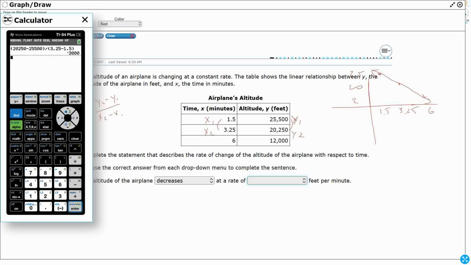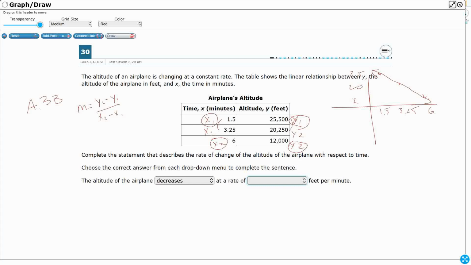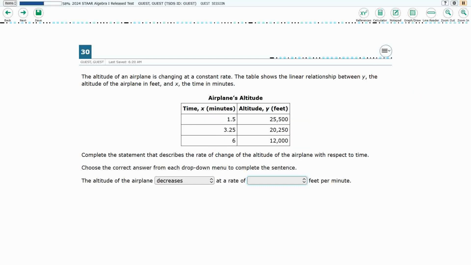Now, those are just the two values I chose. If you wanted to double check, or if you wanted to make this your x2 and this your x1, this your y2 and this your y1, you'd get the same thing. That's the whole idea behind the rate, is that when it's constant, it doesn't matter what your x and y values are. So we are going to say 3,000, and then that is our correct answer. Decreases at 3,000 feet per minute.